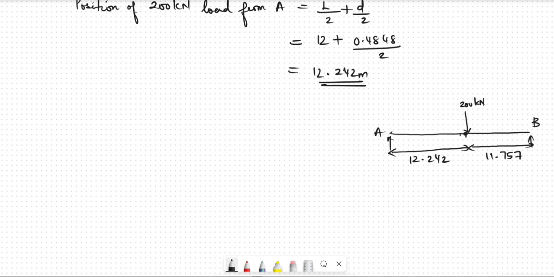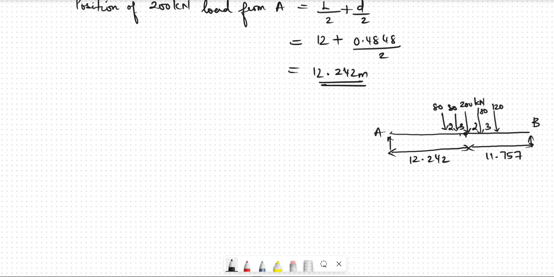Now you place the other loads accordingly, according to the distances given in the question. To the left of the 200, you have an 80 kilonewton load at 3 meter distance and another 80 at 2 meter distance. To the right of the 200, after 2 meters you have a 180 kilonewton load, and after 3 meters you have a 120 kilonewton load.